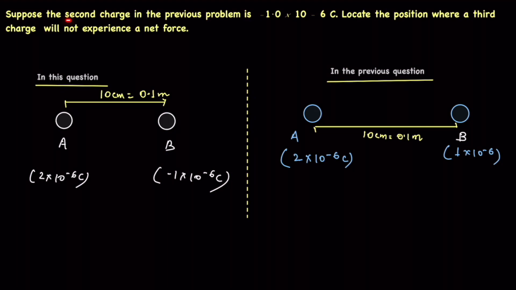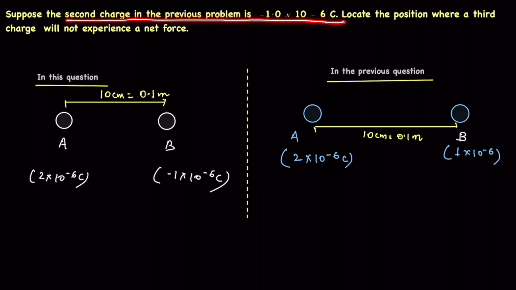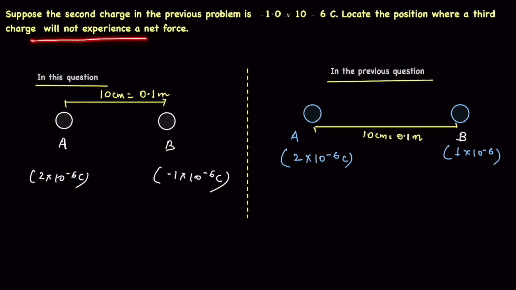In this question, suppose the second charge in the previous problem is minus 1 into 10 to the power minus 6 coulomb. Locate the position where the third charge will not experience a net force. It means that we have to find the position where the equilibrium will exist.